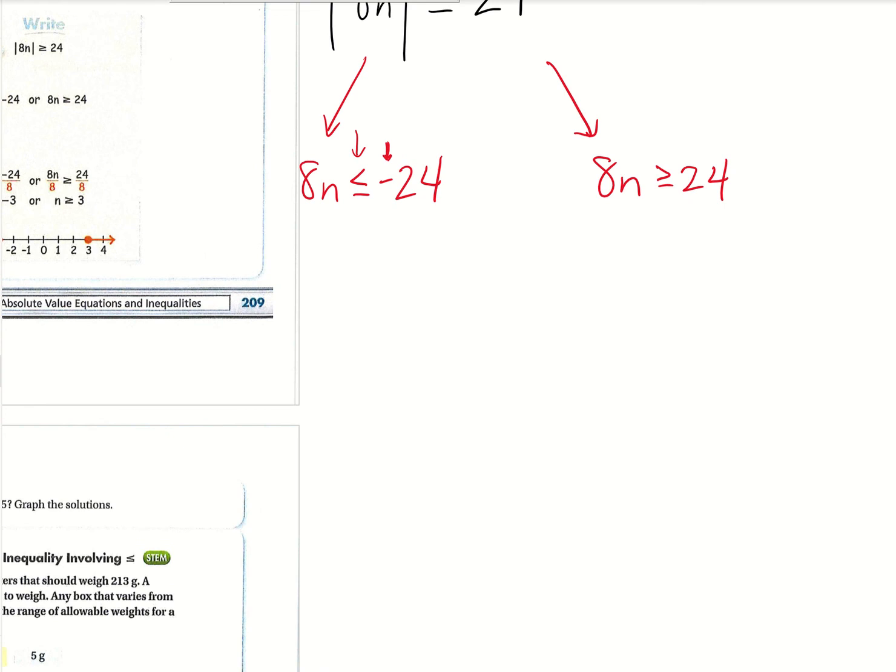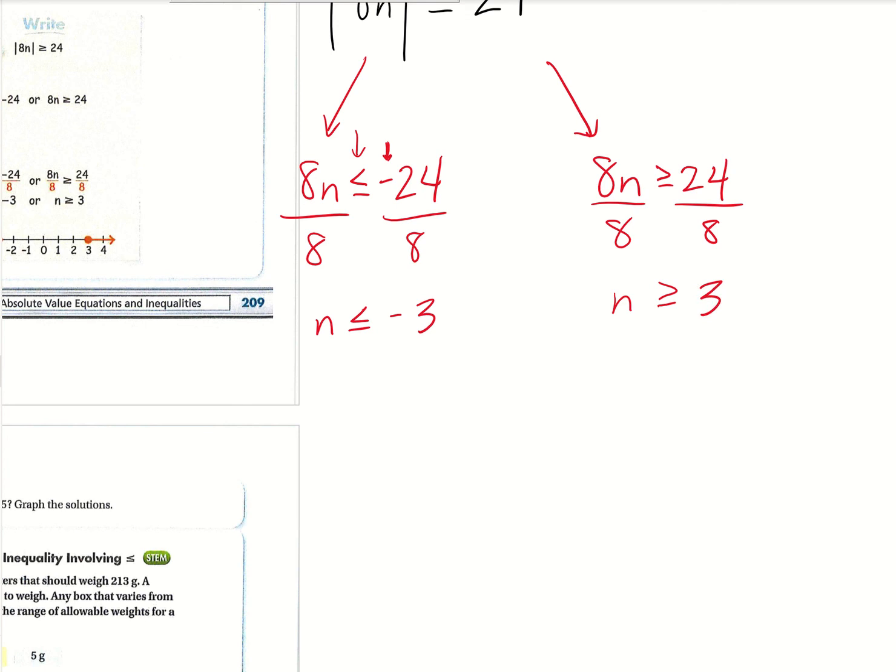So if I do the one on the left side, I'm going to divide both sides by 8, which is going to leave me with n is less than or equal to negative 3. And then same thing on the right side, divide both sides by 8. That'll leave us with n is greater than or equal to positive 3.